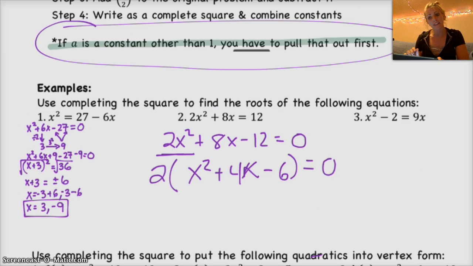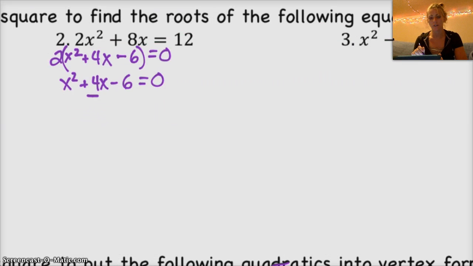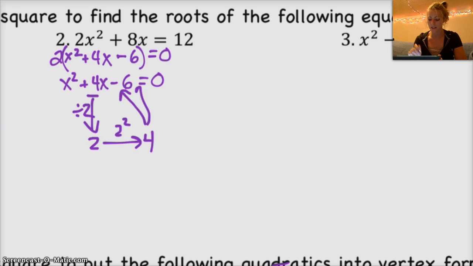And in this case, right, since I have a 0 on the other side, I can divide both sides by 2, and my 2's cancel there. 0 divided by 2 is just 0, so I end up with x squared plus 4x minus 6 equals 0. Then I can complete the square on that. So then I take b, which is 4, divided by 2. So 4 divided by 2 is 2. Then I take that and square it. 2 squared is 4. And that's the number I add in and subtract out.